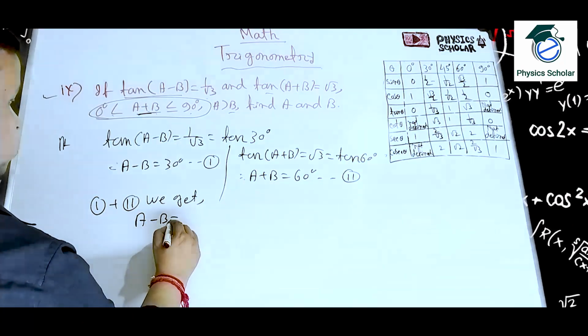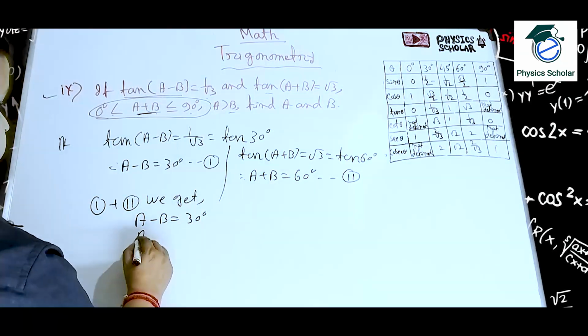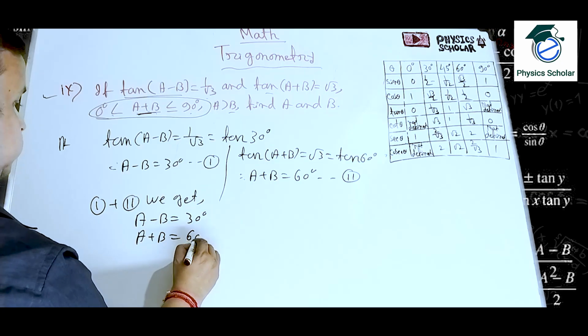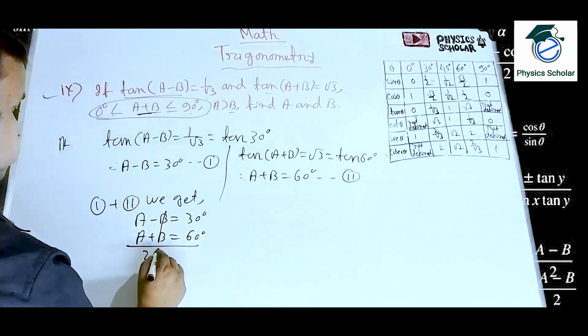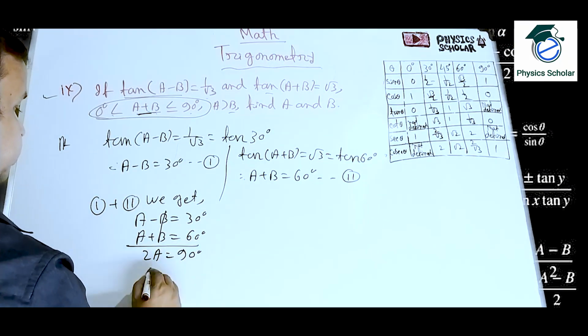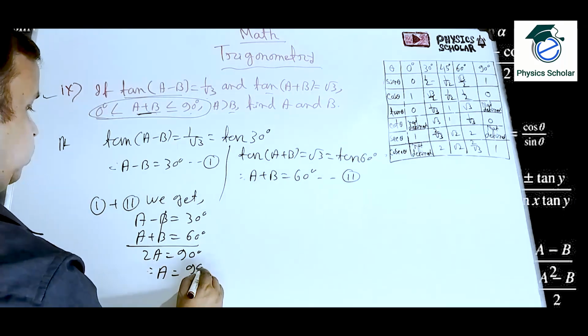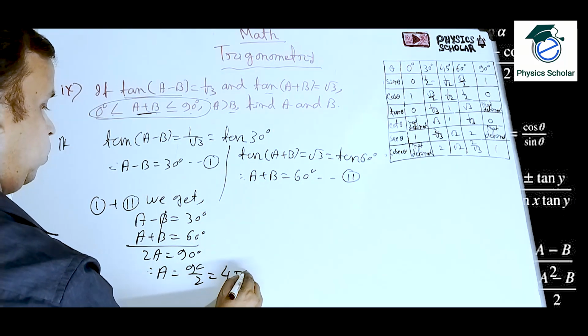a minus b is equal to 30, a plus b is equal to 60. So 2a is equal to 90. So a is equal to 90 by 2, which is equal to 45 degree.